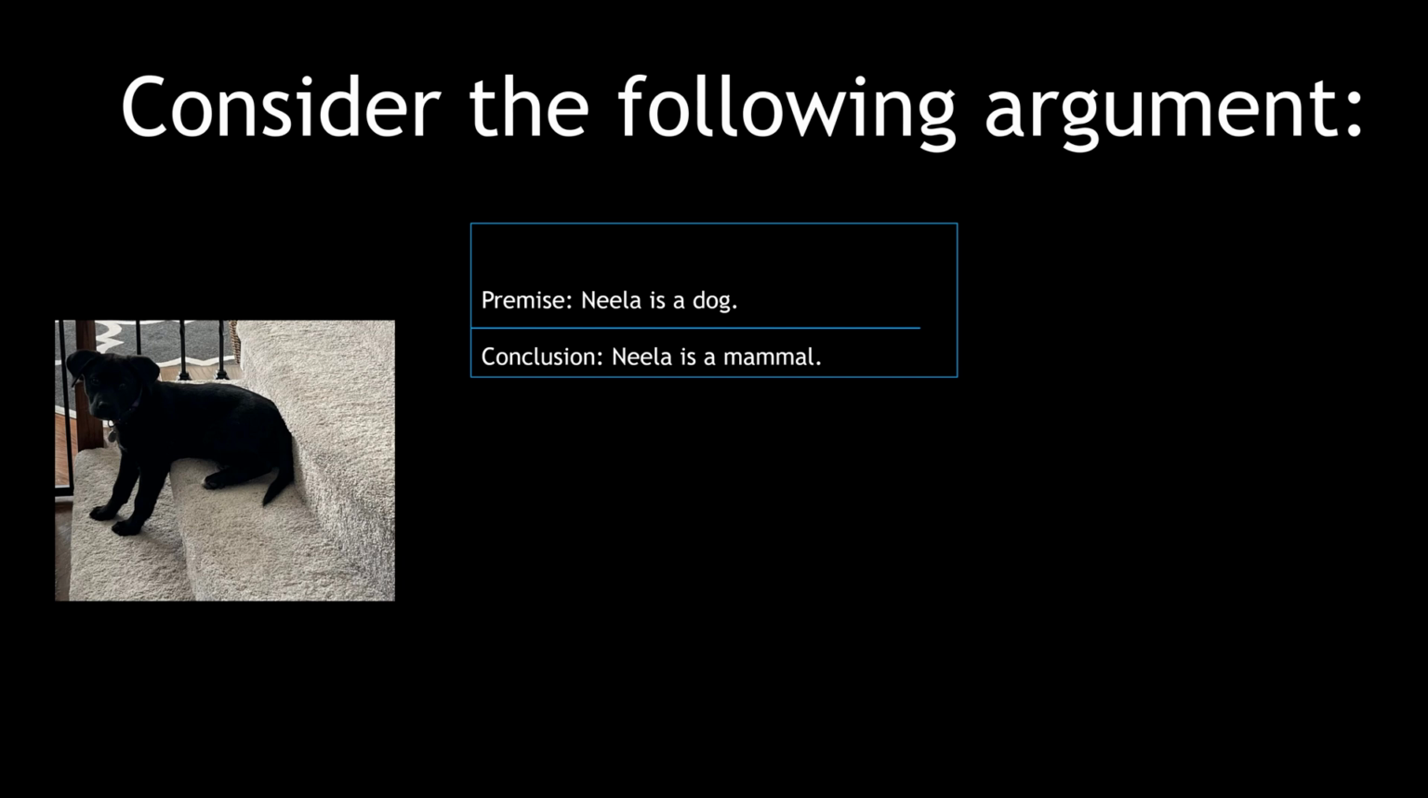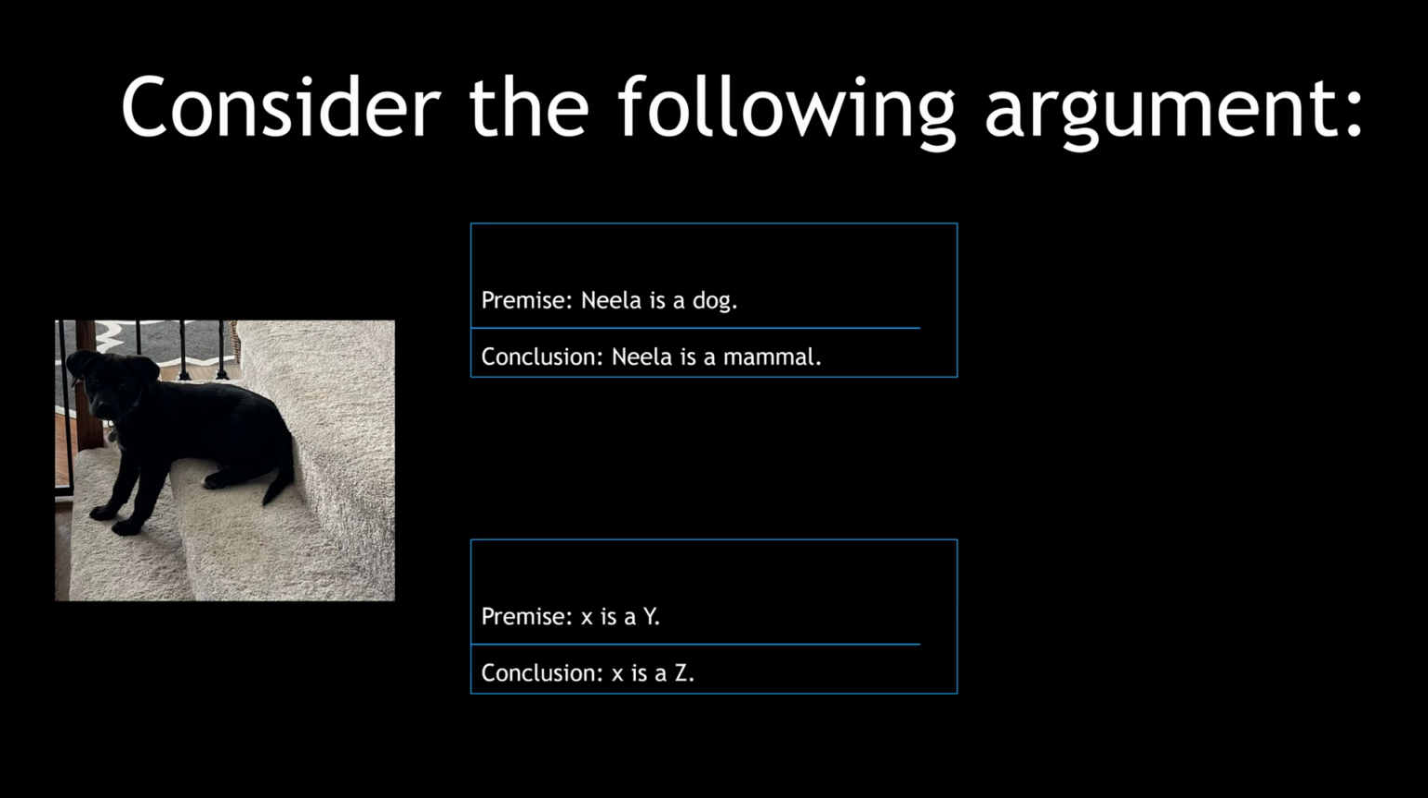If you are having trouble seeing this, consider the argument's form as follows. Premise: X is a Y. Conclusion: X is a Z. Now it seems obvious that the conclusion does not logically follow, but yet, you would probably still believe the conclusion to be true. Why is that?